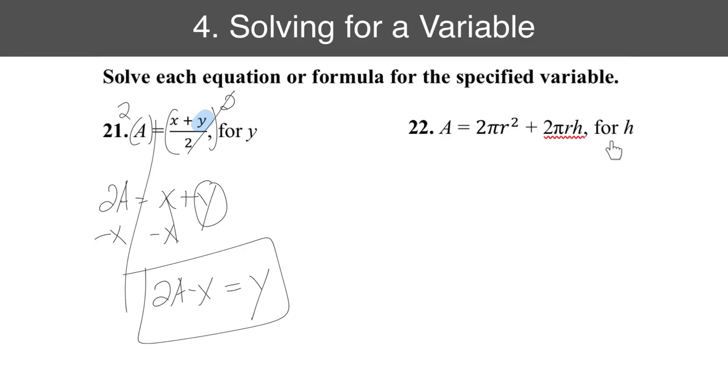All right, let's look at 22. On 22, we're solving for h. So let me highlight that again. There's what we're solving for. Now we have a lot of stuff going on here. We have 2 pi r squared being added, and then 2 pi r being multiplied times h. So we have two things we've got to move: 2 pi r squared and 2 pi r.